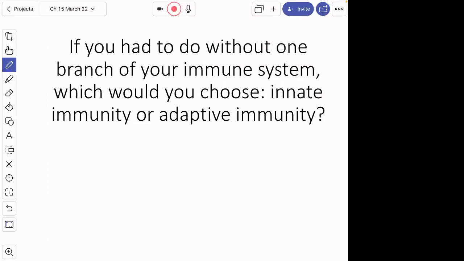All right, so if you had to do without one of your branches of the immune system, which one would you choose? Would you rather go without innate immunity, which remember is our non-specific response, or our adaptive immunity, which is considered B and T cells that are making things like antibody, right? Usually when I ask this question in terms of a clicker question, it's pretty evenly split. Students would choose to do without one or the other. But it turns out there is a best answer.